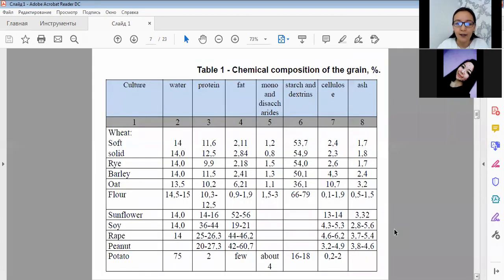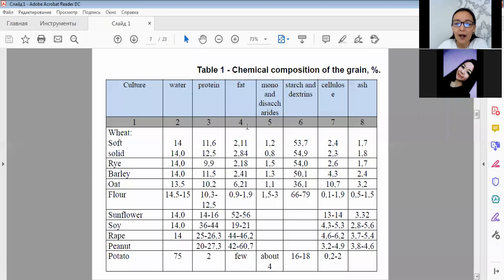And in the next table, you can see the chemical composition of the grain. For example, you can see the culture of wheat, the soft wheat, solid wheat, rye, barley, oat, flour, sunflower, soy, rape, peanut, and potato. For example, in the soft wheat, the content of water is 14%. The content of the protein is 11.6. The fat 2.11. Mono and disaccharide is 1.2. Starch and dextrins is 53.7. Cellulose 2.4. Ash is 1.7.